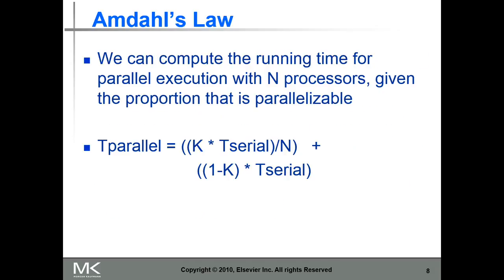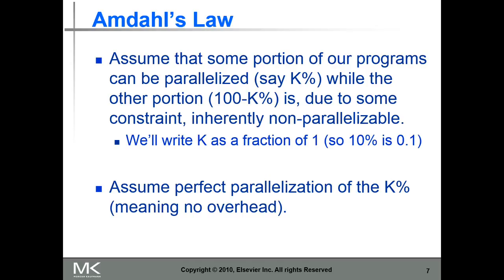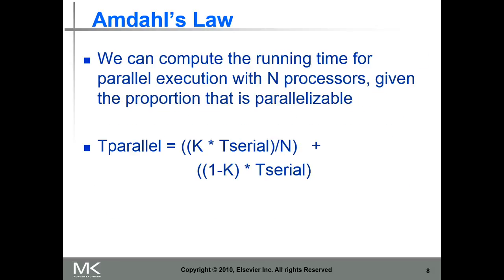So if we know that k% of a program is parallelizable and the other portion, 100 minus k%, is not, we can think about the parallel running time in this sense. The time for parallel should be the proportion that can be run in parallel times the amount of time it would have taken in serial divided by n, plus 1 minus the proportion that can be run in parallel times the time serial.